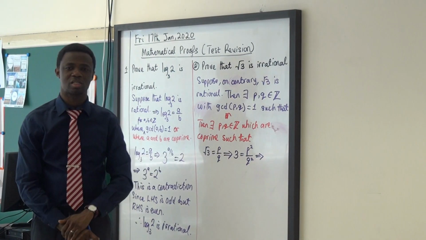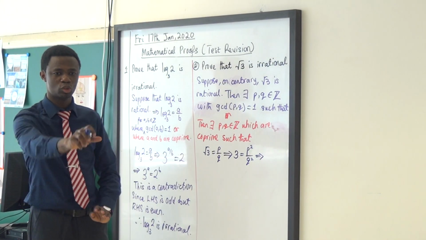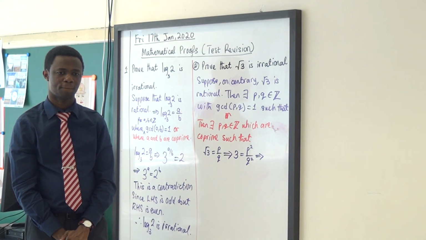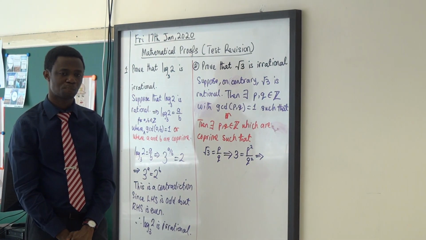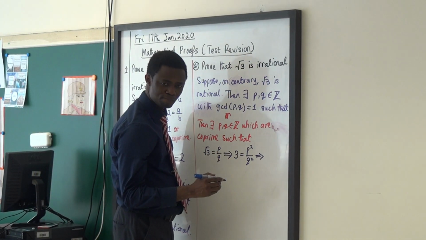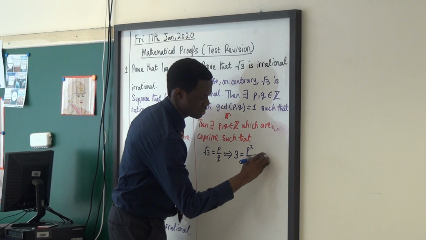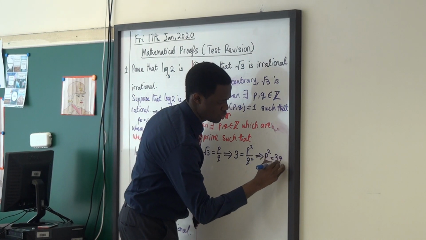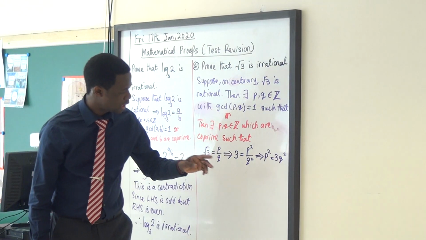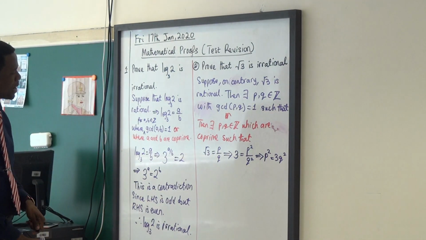So again, what does this imply? What would you do, Karen, in this case? Move the q squared. Just tell me what you write now. 3q squared equals p squared. That's it. p squared equals 3q squared. Okay? So if this is the case, what does this mean to us?